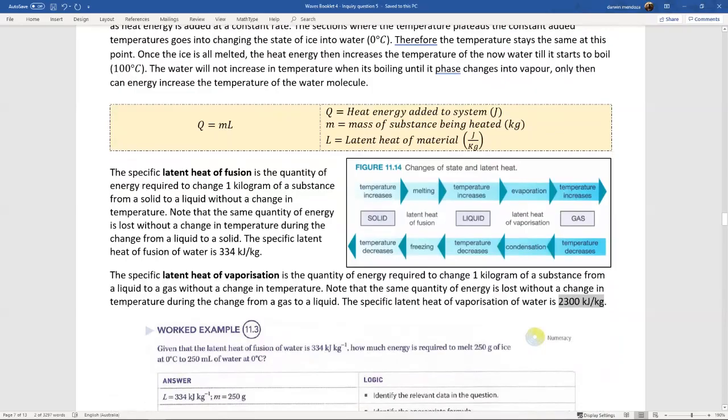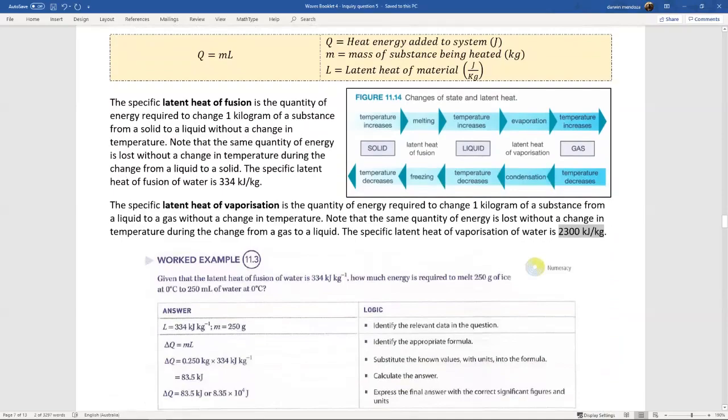Now this flowchart really kind of drums it home. So you've got a solid, you're increasing the temperature of the solid.